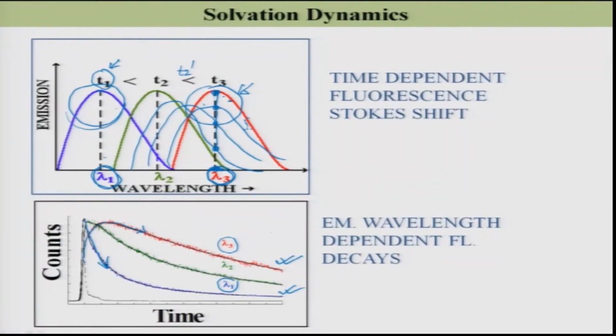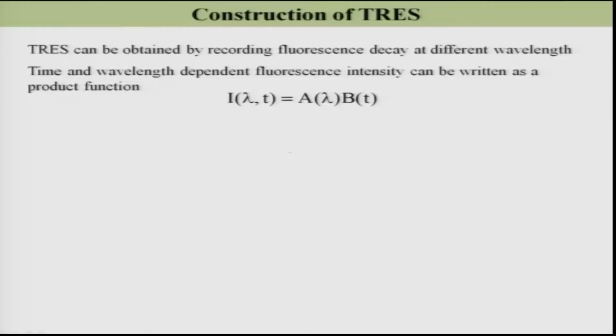I can get back this from here, I can measure this, and I can convert this to here, and this process is known as the formation or construction of time resolved emission spectra. Let us see how we can do that. As I said, the construction of time resolved emission spectra can be done by recording the fluorescence decay at different wavelengths. And this is my fluorescence decay.